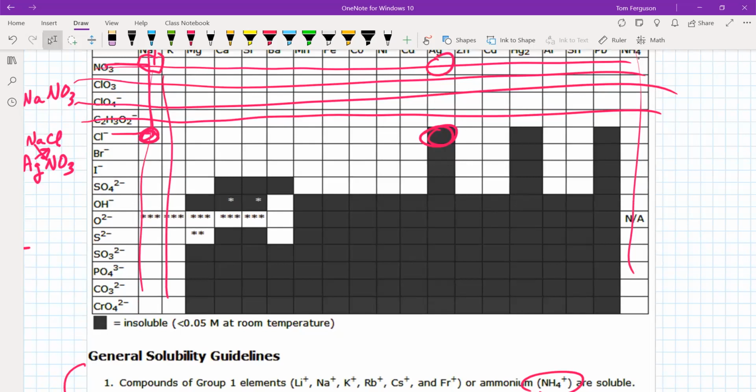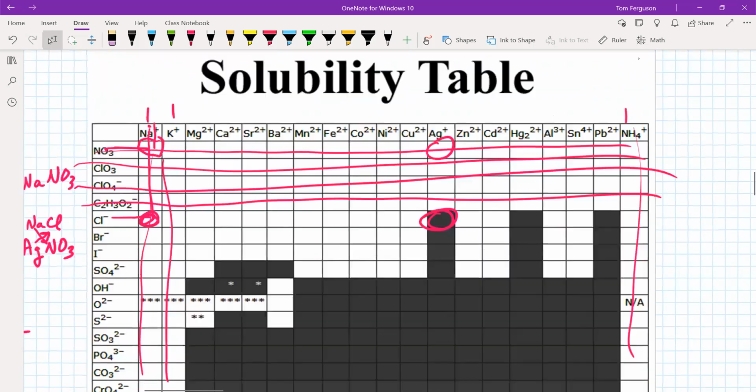Okay, so does everyone understand how to use this chart? Bring it with you next week. Print it out and bring it with you, or use your phone. Okay, does that make sense how to use this thing?